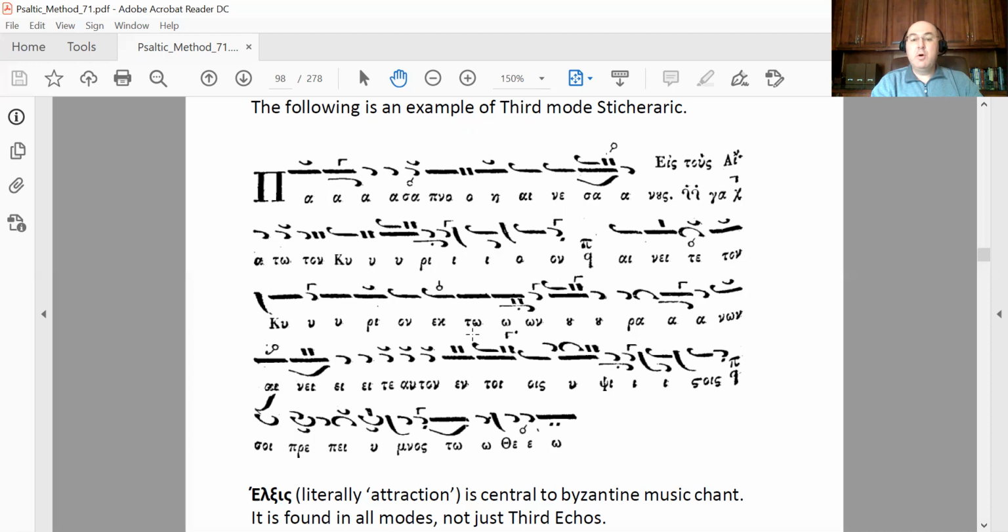Instead of ekton, instead of that, ekton. Okay. It's a different thing. Ekton, ekton, uranon, enite, avton, en, tisi, psi. Πρέπει ύμνος το Θεό.